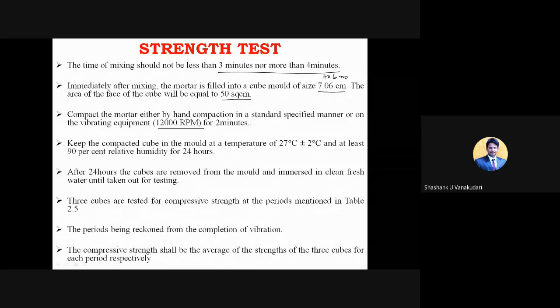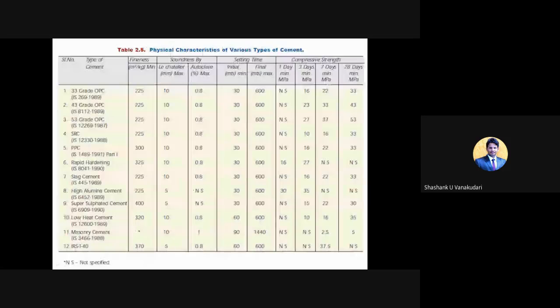And this particular test should be conducted at room temperature, that is 27 degrees plus or minus 2. Clear? And then after the 24 hours, the cubes are to be removed from the mold and immersed in clean fresh water until taken out for testing. So here several tests they have given, that is 3 days, 7 days, and 28 days. Here 3 days, and then 7 days, and even for 28 days.